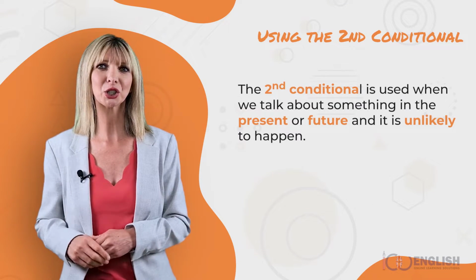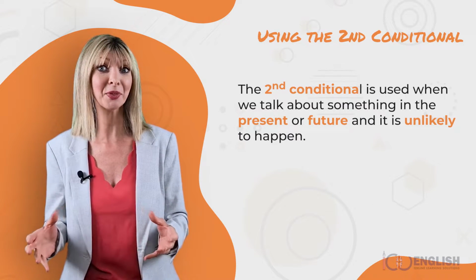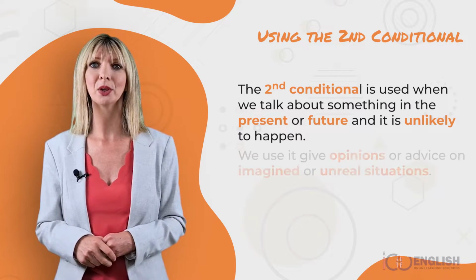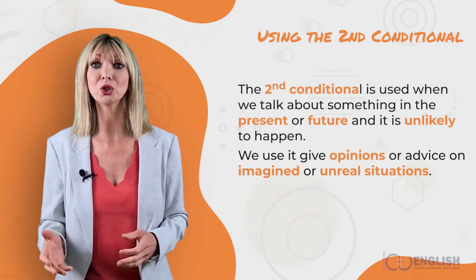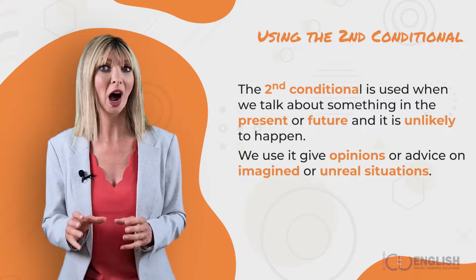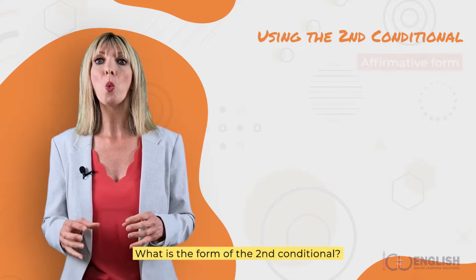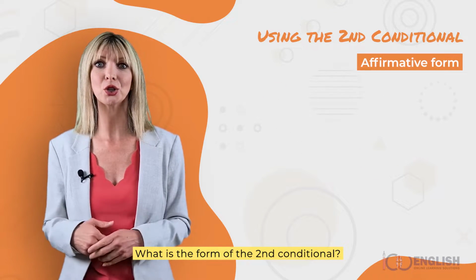The second conditional is used when we talk about something in the present or future and it is unlikely to happen. We use it to give opinions or advice on imagined or unreal situations. Let's move on. What is the form of the second conditional?